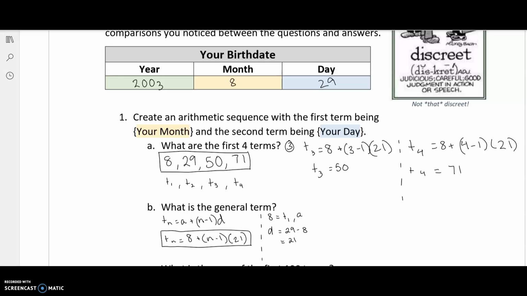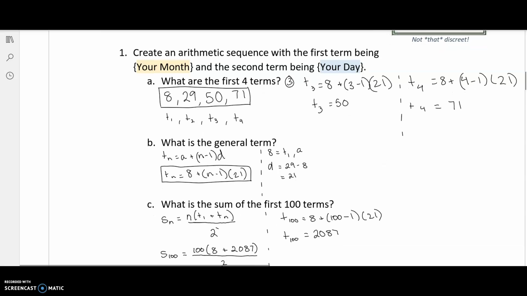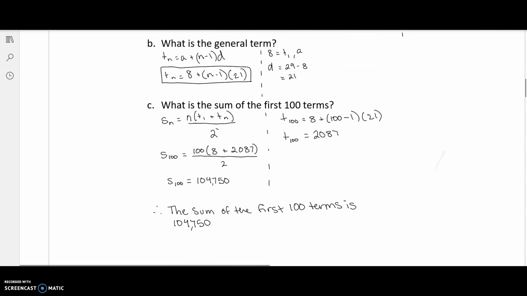I'm going to substitute 4 in for n into the general term, and I'm going to get T of 4 equals 71, so my fourth term is 71. The general term I got by substituting 8 in for a, because a represents the first value, and the first value in this series is going to be 8. And I got d by subtracting my t2 value, which is 29, minus my t1 value, which is 8, and I got d equals 21.